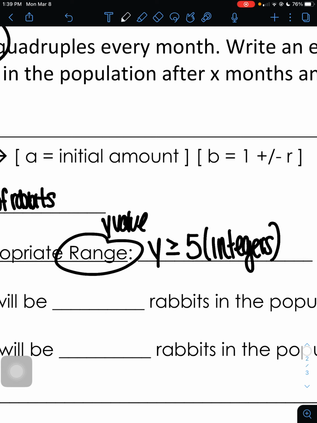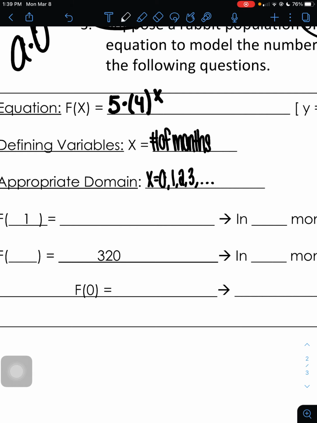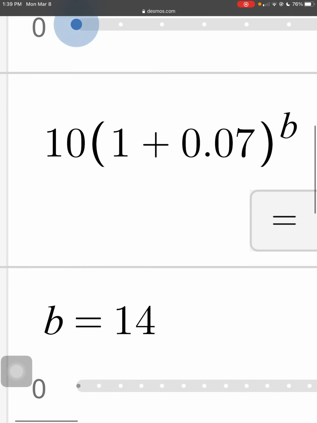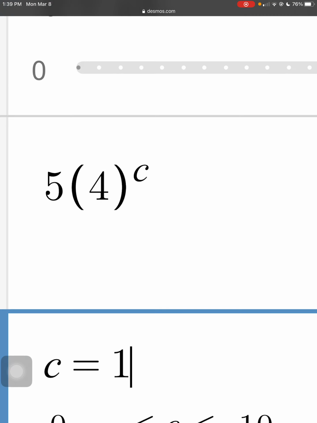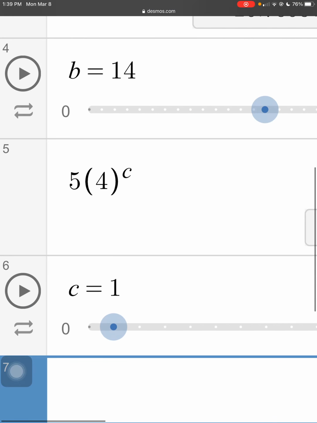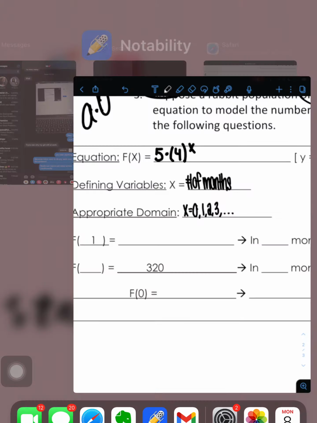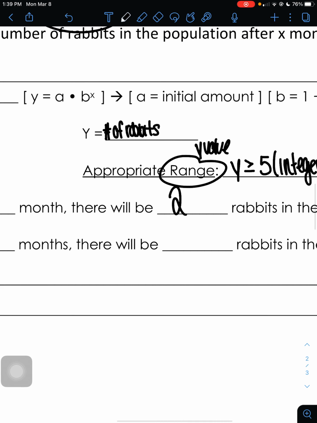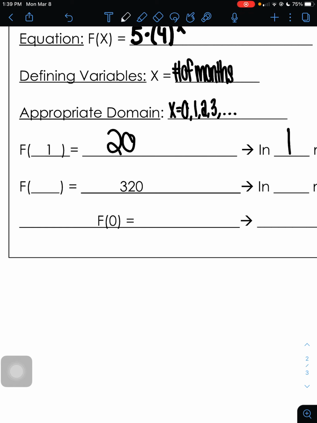Now let me come down here because we're ready to go ahead and evaluate. It says F of 1. What does that mean we should do? We should plug in 1 for X. So I'm going to come over to decimals, move down a little bit so you guys can see. And right here, I already have an exponent that's equal to 1. That value is 20. F of 1 is equal to 20. So that means that in 1 month, there are going to be 20 rabbits. So we can see that this rabbit population is growing a lot faster than our mutual fund account from the previous question.